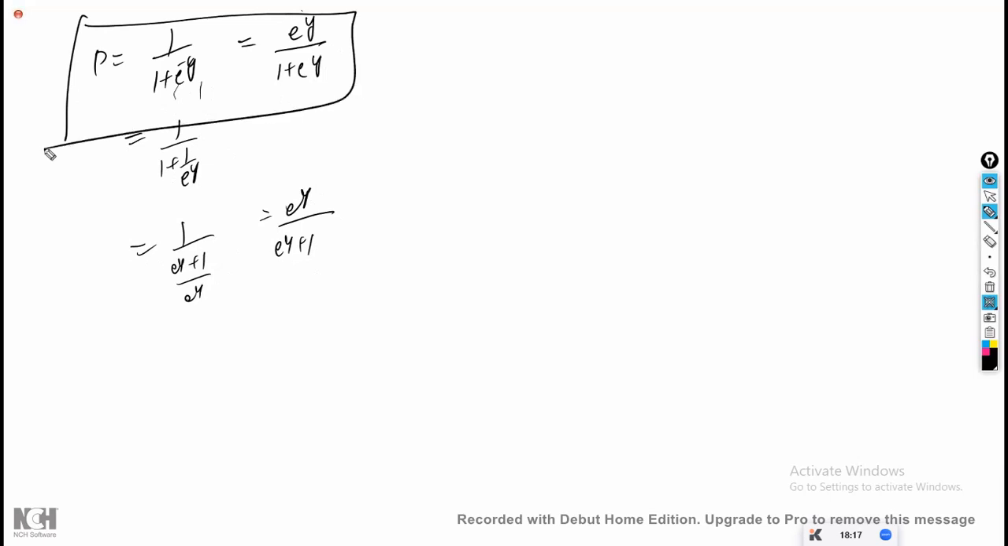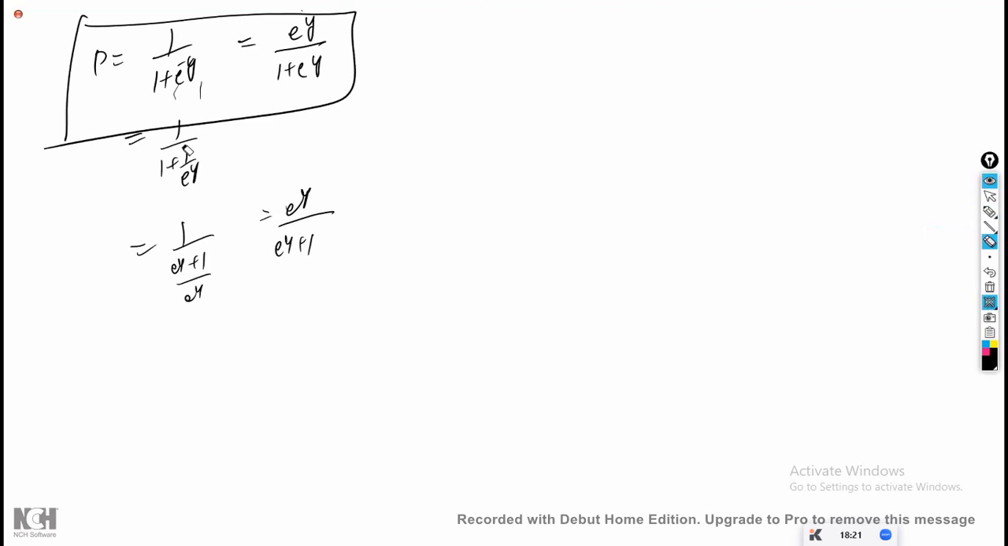If you substitute, 1 divided by 1 plus e power minus y is nothing but e power y divided by e power y plus 1. If you expand this same equation, this one and that one are both the same. Right? Both the equations are the same.